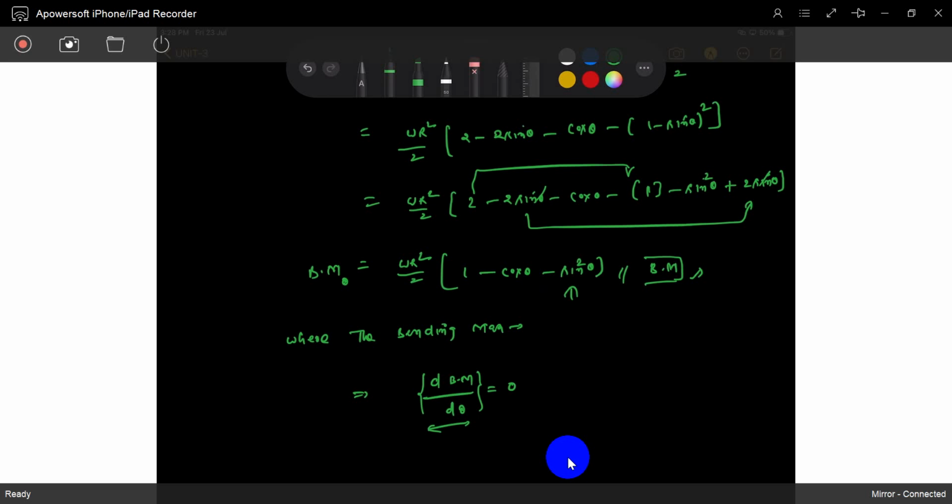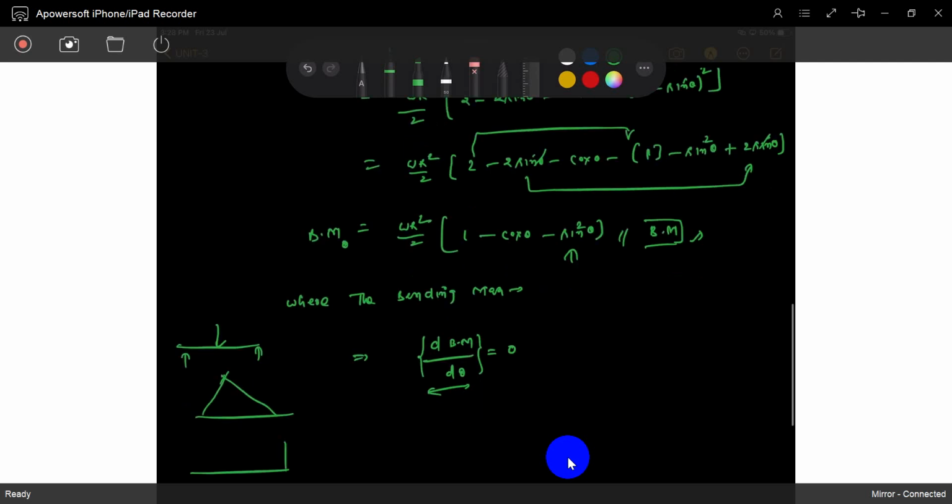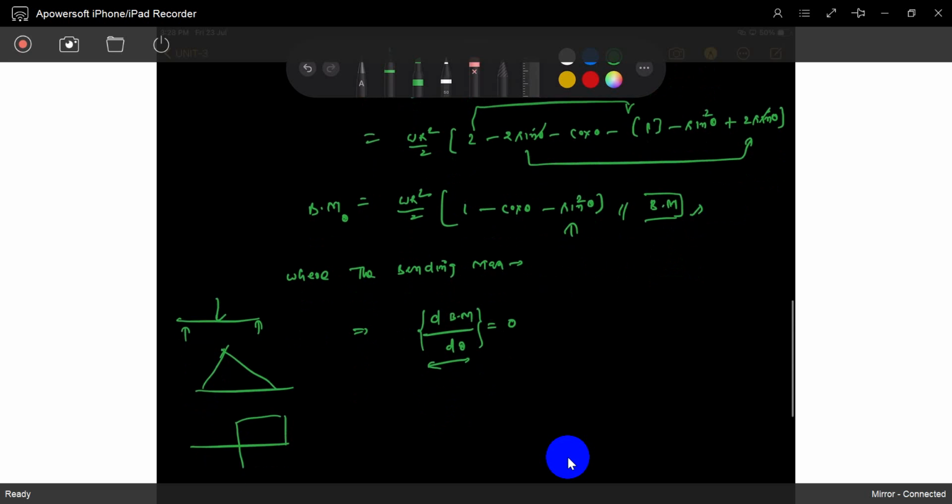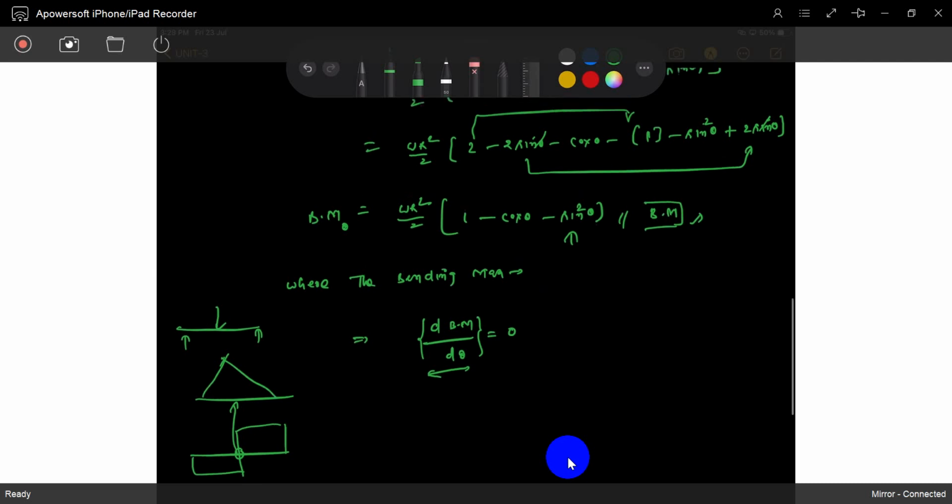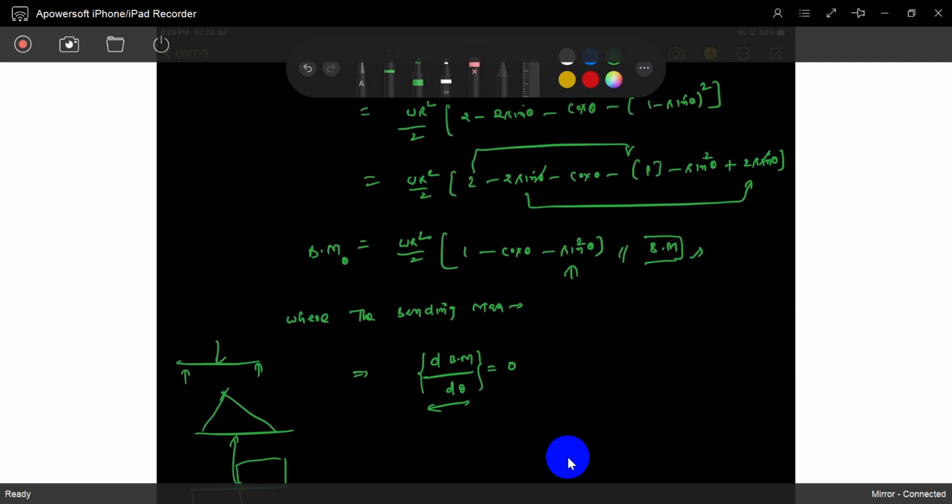If shear force reaches 0, this is where the bending moment is maximum. If you draw a shear force diagram, it reaches 0, it turns to 0, so the differentiation should be 0. Understood? So you already know from your school level onwards you have to do these problems.